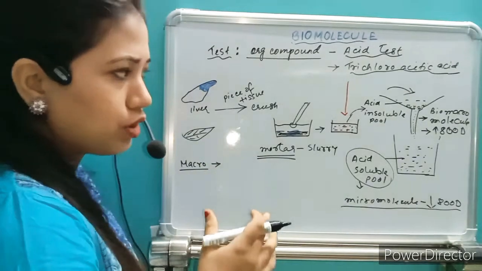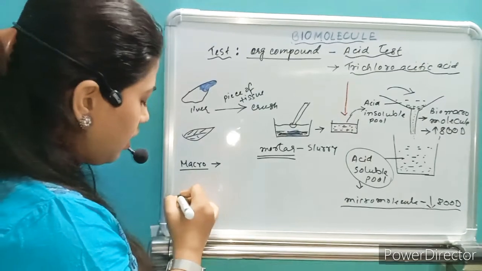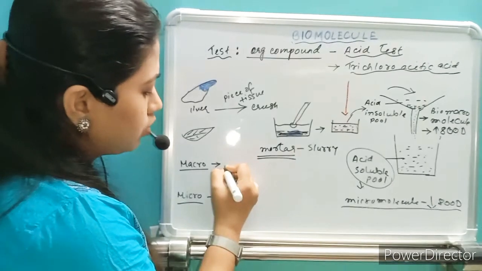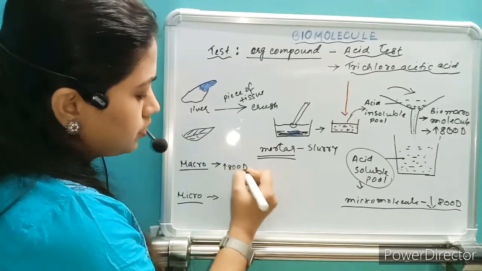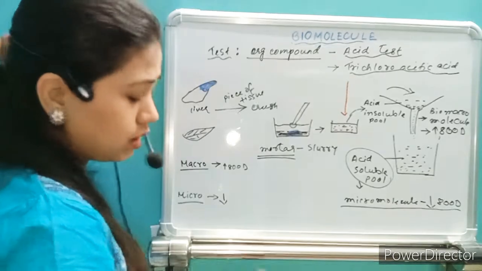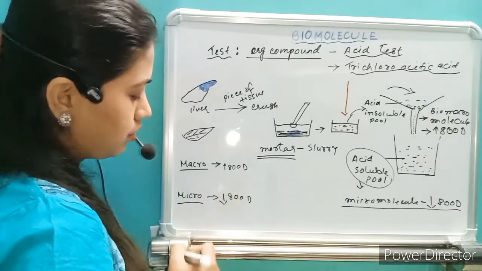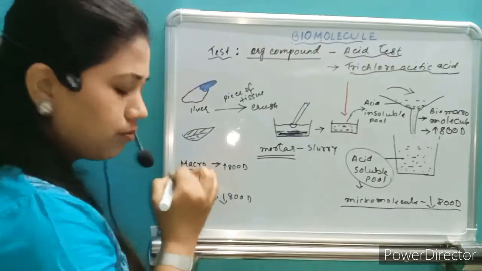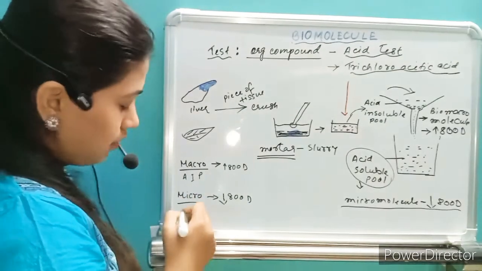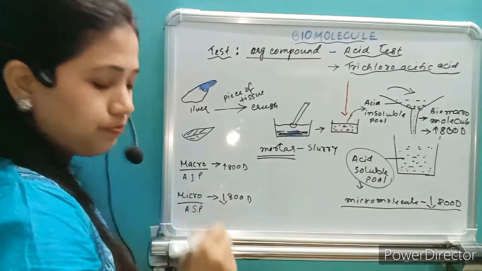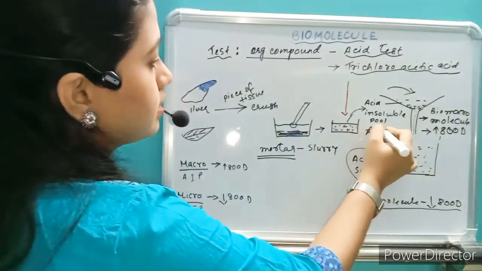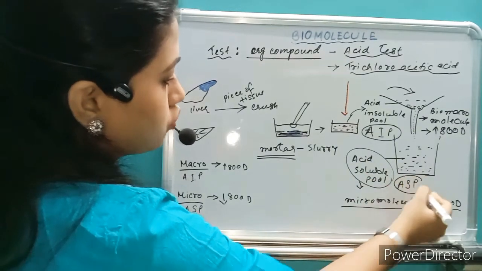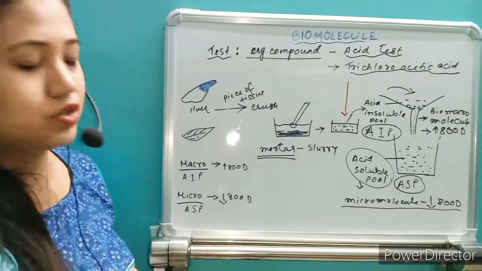So we have two components here now. One is biomacromolecule and another is biomicromolecule. Biomacromolecules have the molecular weight more than 800 Dalton, and biomicromolecules have the molecular weight less than 800 Dalton. Biomacromolecules are the acid insoluble pool, and biomicromolecules are found in the acid soluble pool. Okay, remember this is the acid insoluble pool. This acid soluble pool, I will write acid soluble pool, acid insoluble pool.